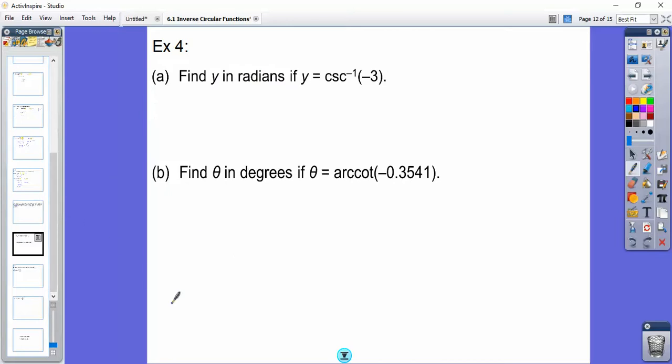So let's look at that. Find y in radians if y equals cosecant inverse of -3. So when I see cosecant, I know it does the same thing as sine. So it's either quadrant 1 or 4. This is a -3, so I need my negative quadrant. So quadrant 4.